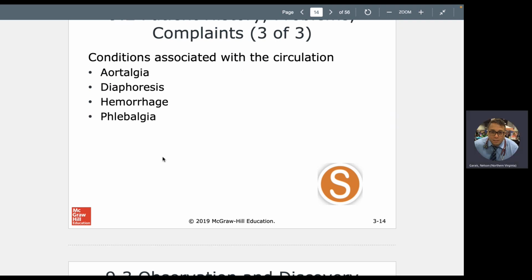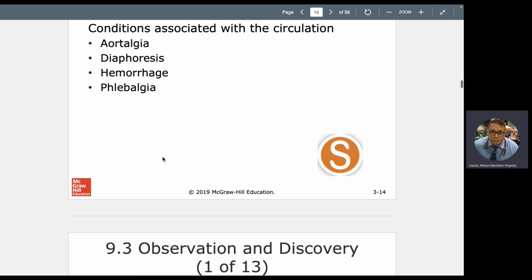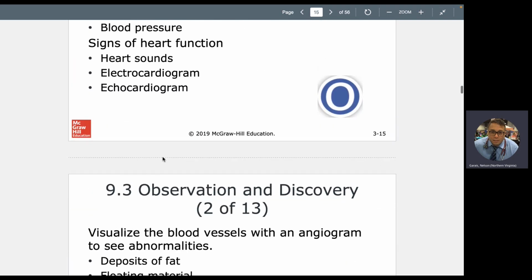Diaphoresis, state or condition of complete or thorough sweating. It's like hyperhidrosis. Hemorrhage, phlebalgia, you know that.